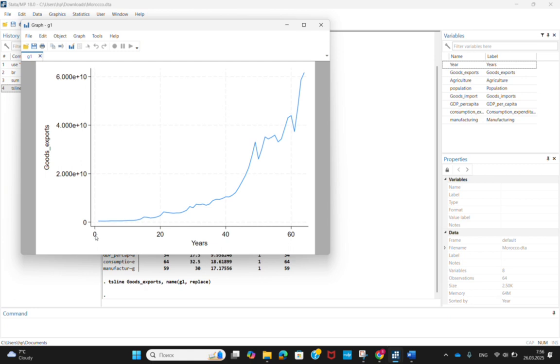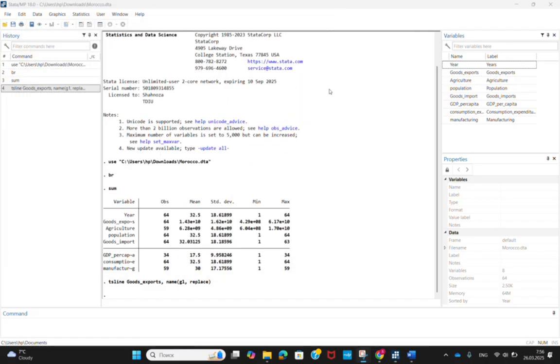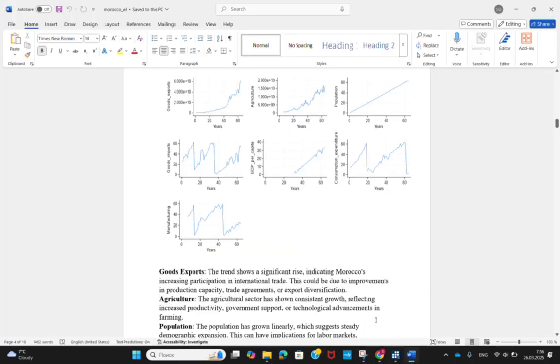Zero means the 1960s, and this is 2023. Between these years, exports are increasing. Let's see here. GDP per capita is also increasing, but consumption expenditure, goods imports, and manufacturing are fluctuating.